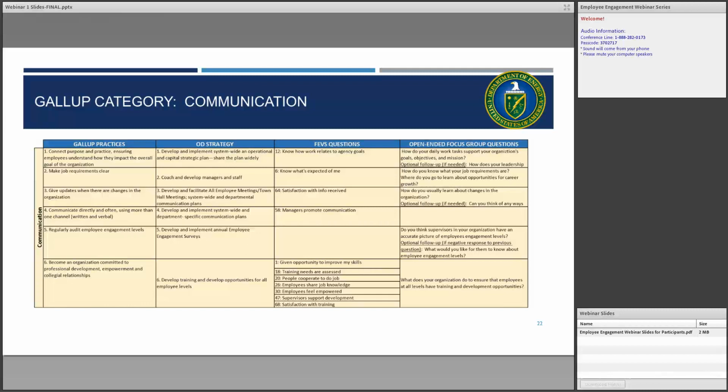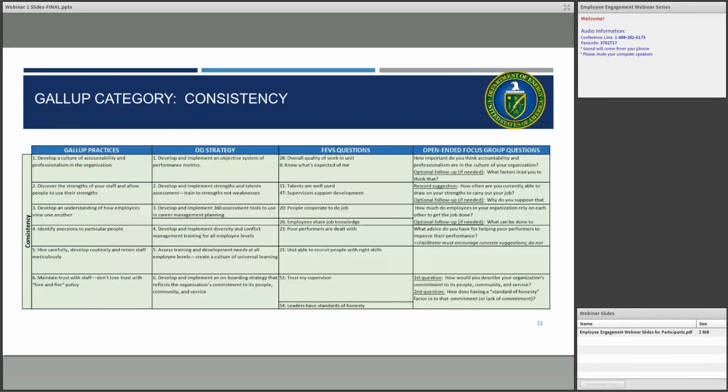We melded Gallup's employee engagement practices and organizational development strategies. So that's going to be your column 1 and 2. We melded those with the crosswalked FEVS questions and open-ended focus group questions designed to get to the root causes. That's going to be columns 3 and 4, to create an opportunity for higher engagement within an organization. And we did that for all 3 areas: communication, consistency, and coworkers and supervisors.